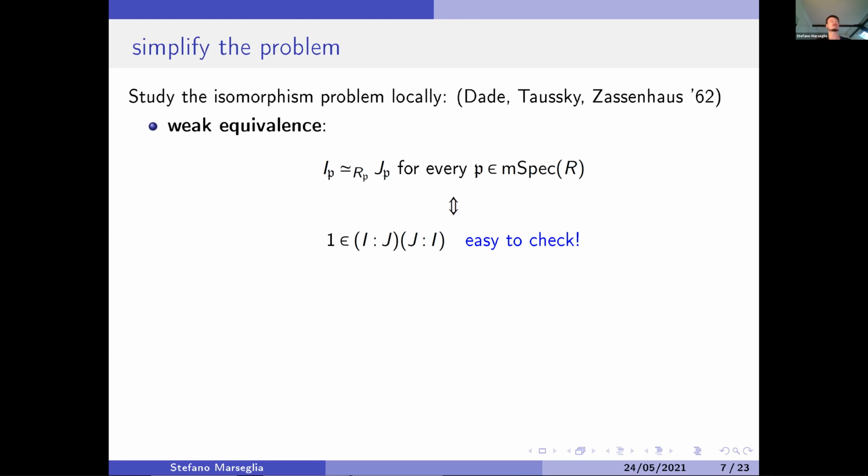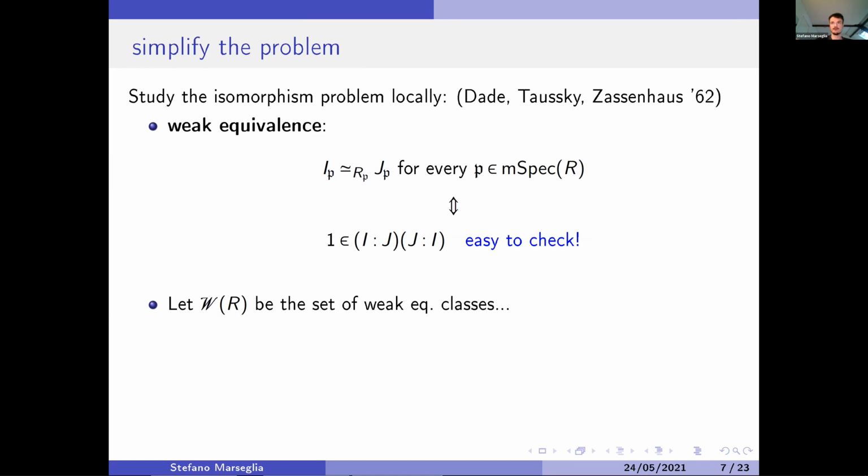And this is great from a computational point of view, because given generators, let's say a Z basis of I and a Z basis of J, then we can easily compute the colon ideal. We can easily compute the product of the colon ideals, and we can easily check if one is inside this product. So in other words, we can easily check on a computer if two ideals are weakly equivalent, and this is great.